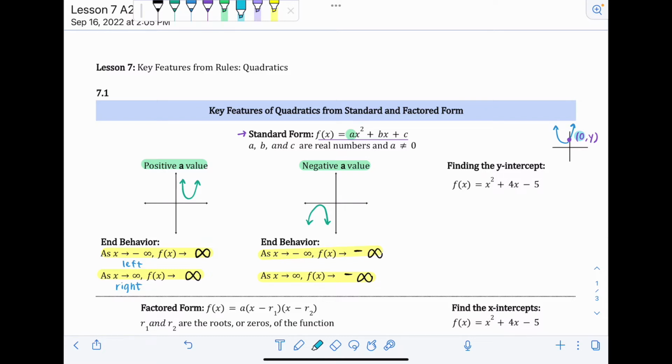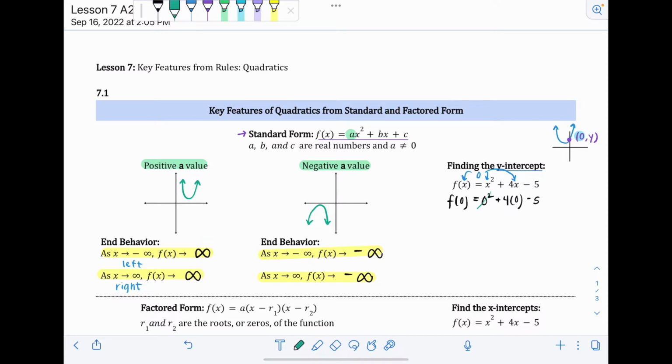So in order to find the y-intercept, that just means that you have to take a 0 and you have to plug it in for x, because every y-intercept has an x-coordinate of 0. So we say we find f of 0. That means that 0 is going in for x. It'd be equal to 0 squared plus 4 times 0 minus 5.